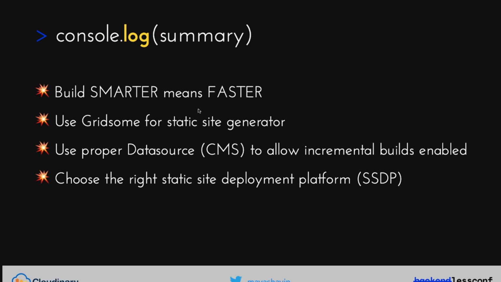Let's say if you're using hybrid, then you need to choose a platform that supports hybrid. If you don't really care about hybrid or all this stuff, then you can choose a normal static site platform that does very fast delivery and very fast caching and everything else. Again, choose whatever matches your needs. But for builds, you need to choose the correct CMS and the correct deployment platform.